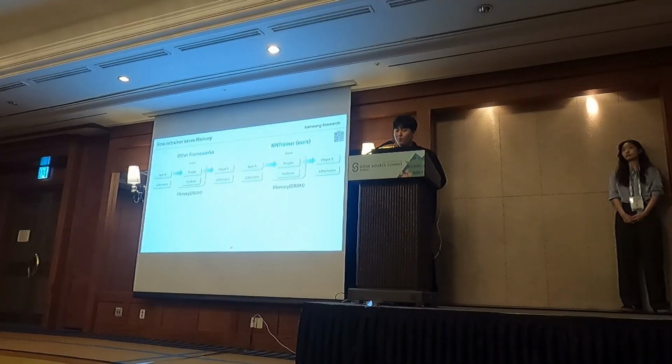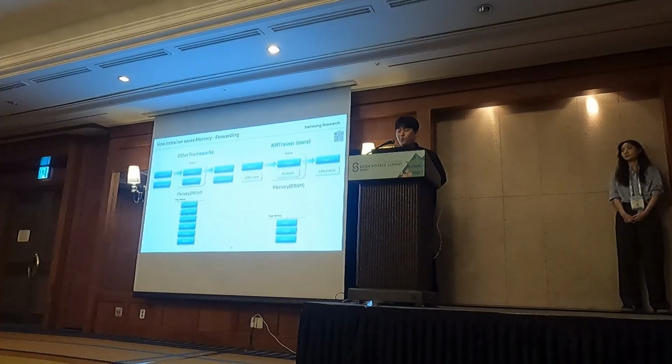We reduce the overall memory usage by recognizing that the amount of memory required varies at each stage of training. Other frameworks don't account for on-device constraints, so they allocate all required memory upfront and keep it for the entire training process. NN Trainer, on the other hand, only allocates the memory that is necessary for each individual step. At the forwarding step, as you can see, other frameworks allocate all memory for the entire process, but NN Trainer allocates exactly what is needed.